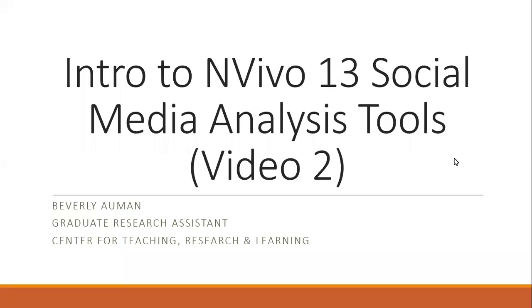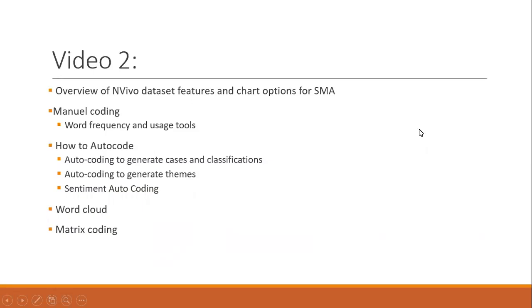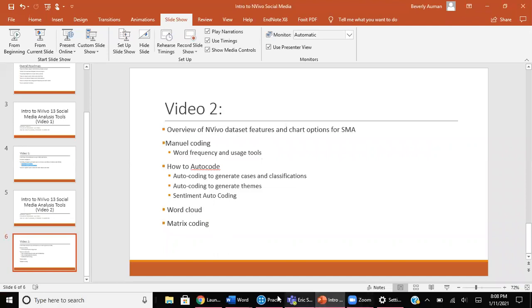Welcome to part 2 of the Introduction to NVivo Social Media Analysis Workshop. In this video, we will be going over NVivo dataset features and chart options for social media analysis. We'll also be going into how to do manual coding using word frequency and usage tools, how to auto-code social media data, and how to create word clouds and do matrix coding with social media data. So let's go ahead and open up NVivo.